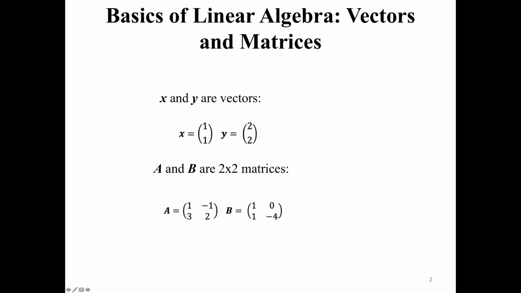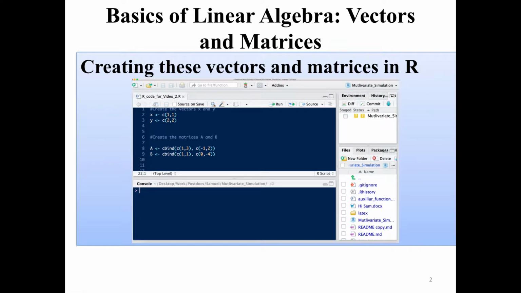A vector will consist of multiple numbers arranged in one column or perhaps in one row, as we'll see in the next slide. So here are two vectors, x and y, that each are column vectors and each have two elements. And if we expand upon vectors, we have matrices, which have multiple rows and multiple columns. So here we have two matrices. Each of them has two rows and two columns and consists of four elements. And we call them 2 by 2 matrices because they have, respectively, two rows and two columns. And here is the R code of how to create these exact same vectors and matrices in R.